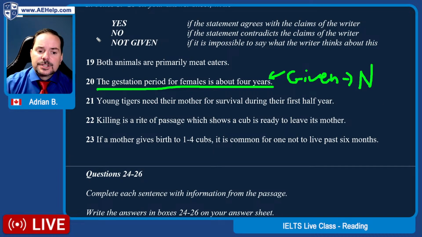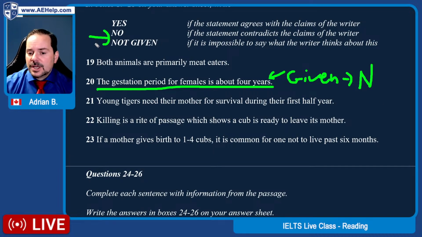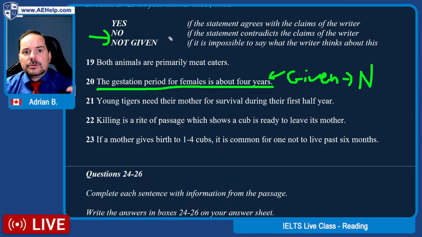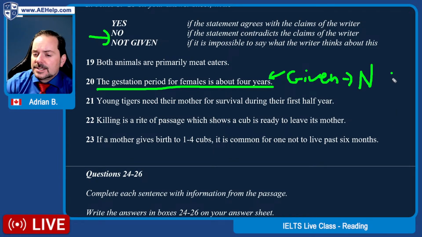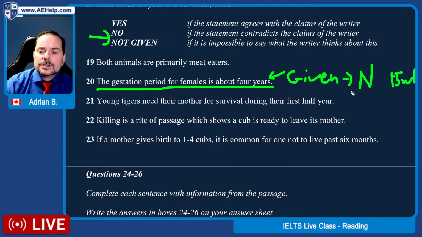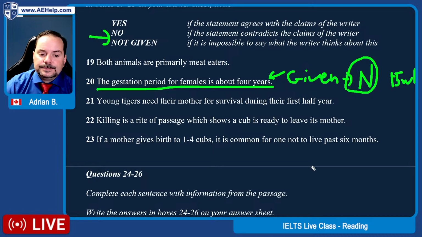Don't write false. Write no. If you write false, you'll get it wrong. False is for a different kind of passage. This is factual, so fact or not a fact. The female is pregnant for, I think it said 15 weeks. Okay, so the correct answer there is no.